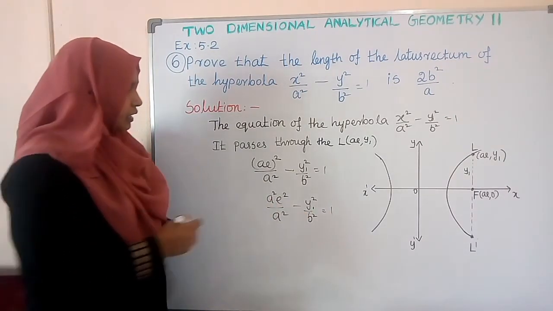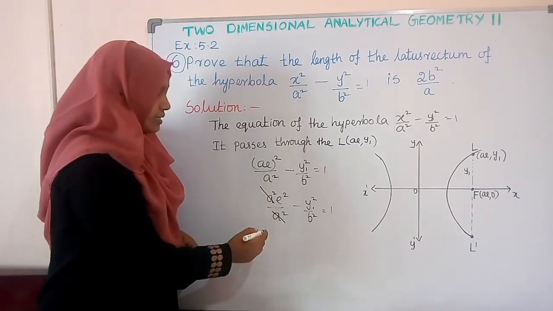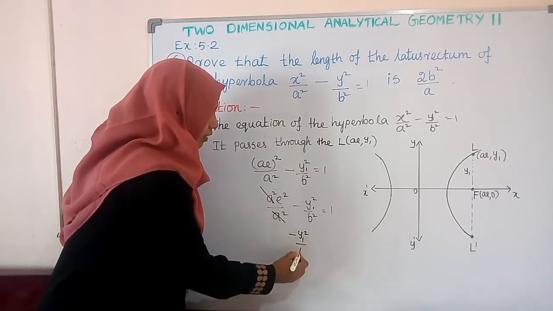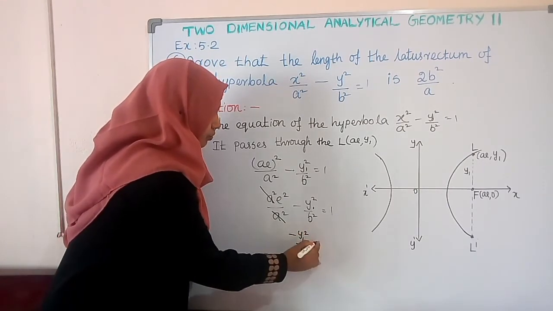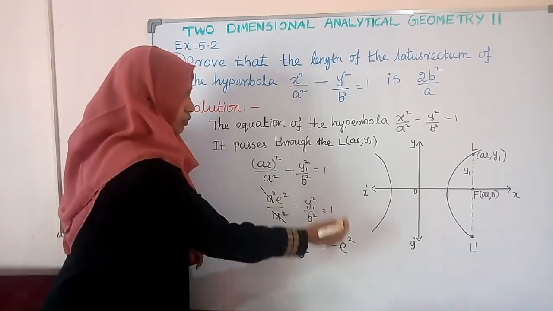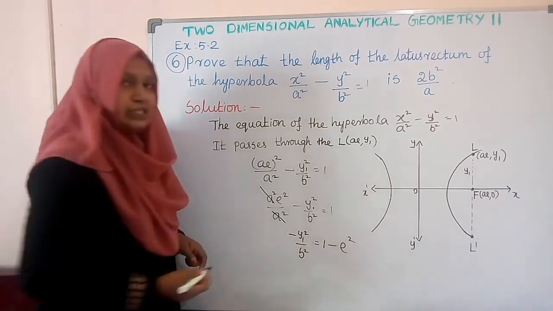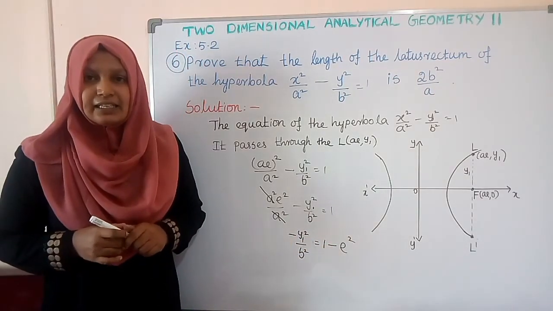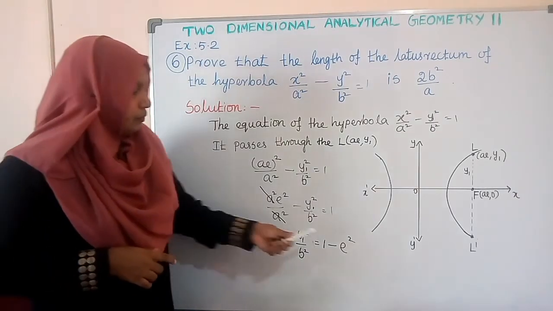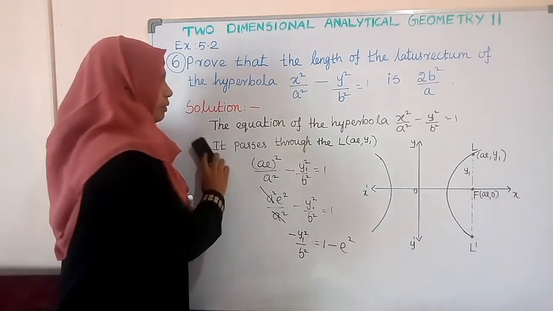Just to solve this one, (ae) the whole square is a square e square, so that this gets cancelled and we have minus y1 square by b square is equal to 1 minus e square. I am taking this e square to the right side. Okay. Now just substitute the value of e square. E is eccentricity. It is root of a square plus b square by a square. Now we have the square, so no need to write the square root. Okay. So I am applying that one.